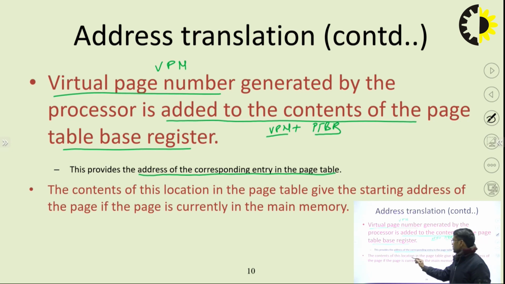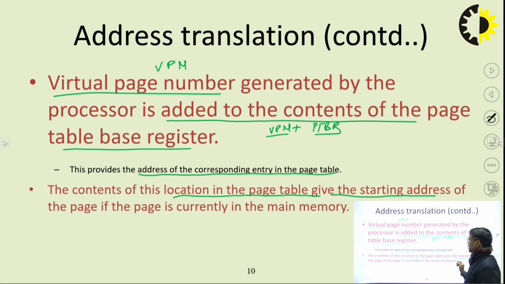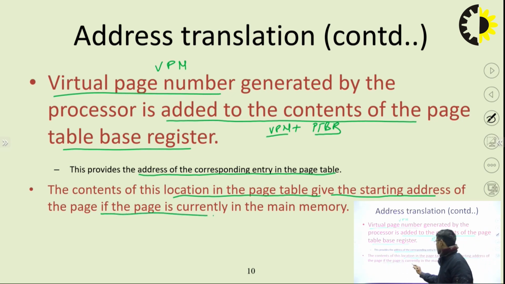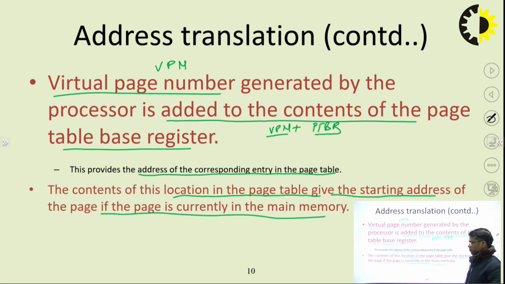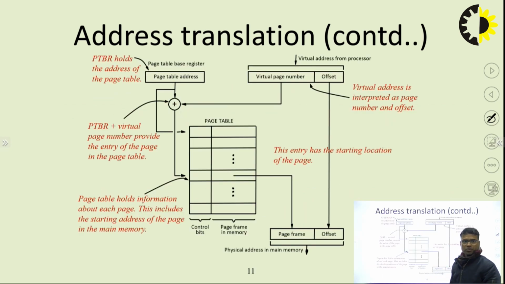The content of this location gives the starting address of the page if the page is currently in the main memory. Only then it is available. If it is not available, it will show that the entry is not there. Okay. So, how does it look? You can simply see it in this diagram.